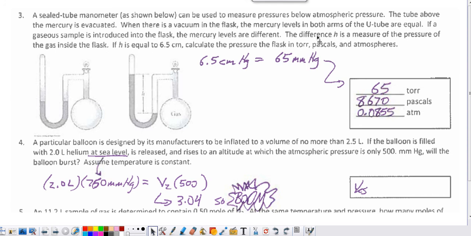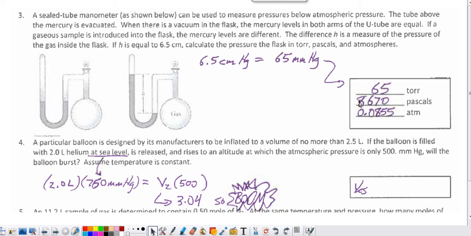So the mercury levels both are equal until the gas sample is introduced into the flask. So a gas is introduced into here, and the pressure of this gas is pushing the mercury up. The way you read this is pretty simple. If it's mercury, you just measure the height. The height of the mercury is 6.5 centimeters. 6.5 centimeters would be 65 millimeters of mercury, and you're done.